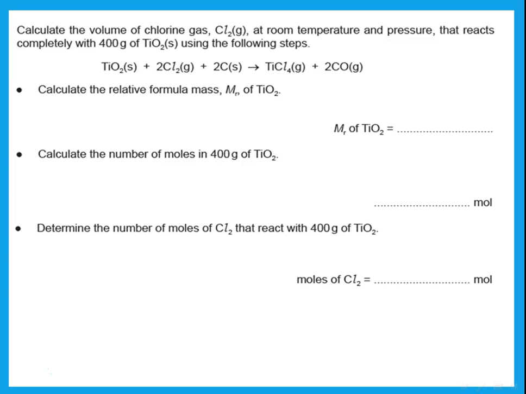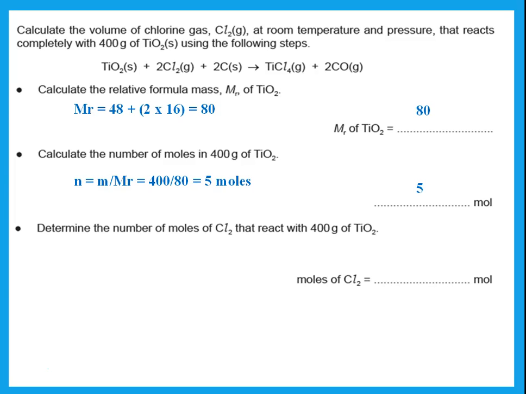Okay, calculate the volume of chlorine gas at room temperature and pressure that reacts completely with 400 grams of TiO2. The first question says calculate the relative formula mass of TiO2. That is the molecular mass. And we said for molecular mass, you just add up all the masses. So titanium has a mass of 48, and remember this is titanium, so don't look at tellurium, for example. This is titanium, 48, plus 2 times 16, which is 80, so the molecular mass is 80. Now, the number of moles in the 400 grams is mass over molecular mass, so that gives 5 moles.